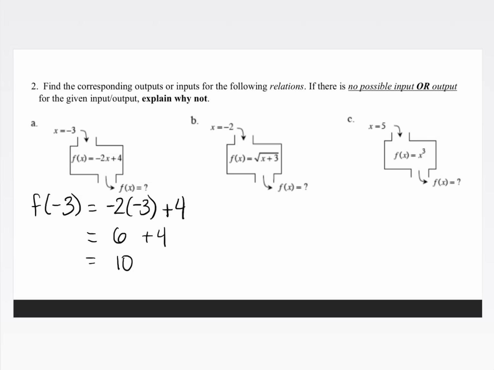When we plug in negative 2 for x, we have f of negative 2 equals the square root of negative 2 plus 3. Simplify under our radical here. Negative 2 plus 3 gives us 1. The square root of 1 is both positive 1 and negative 1. Note here how this is not a function.